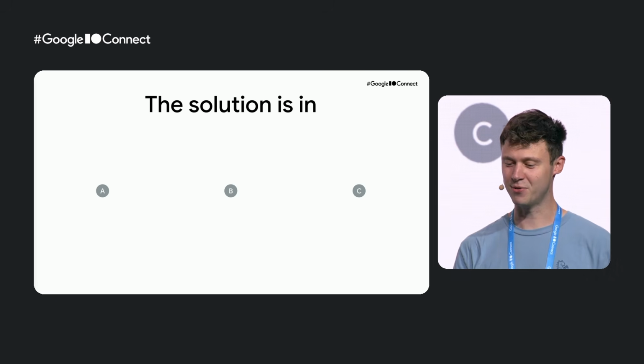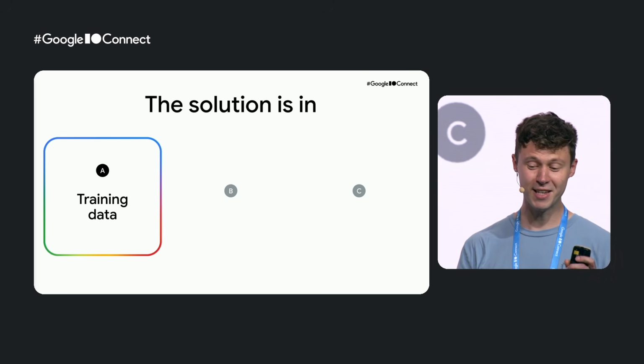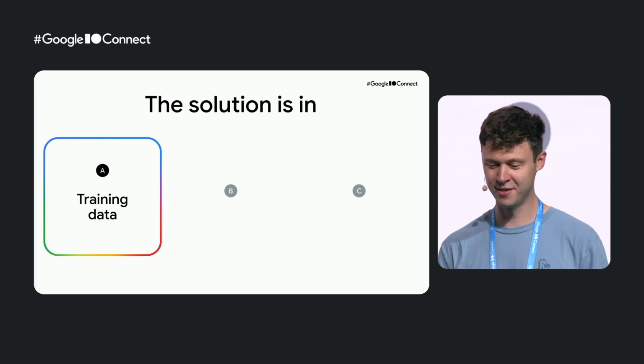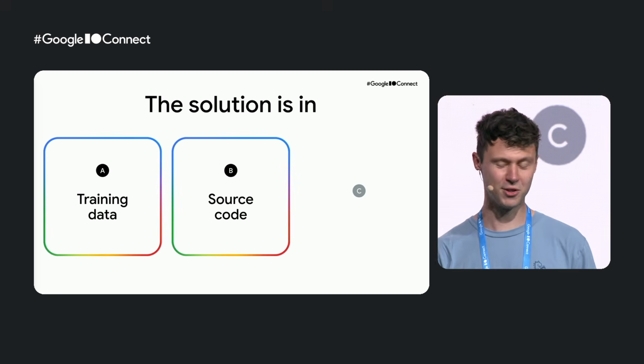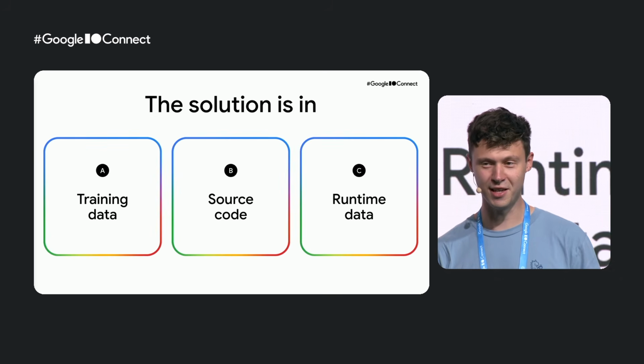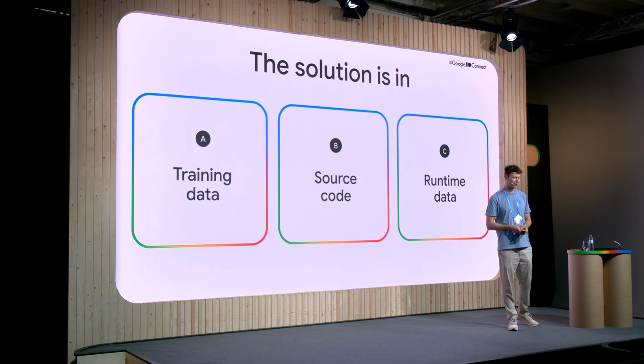Any wild guesses from the audience where it is? Is it A, in the training data, is it B, in the source code, or is it C, in the runtime data? Let's do a quick show of hands. Who's for A? Okay, one person. Who's for B? Again, one person. And who's for C? Yay!